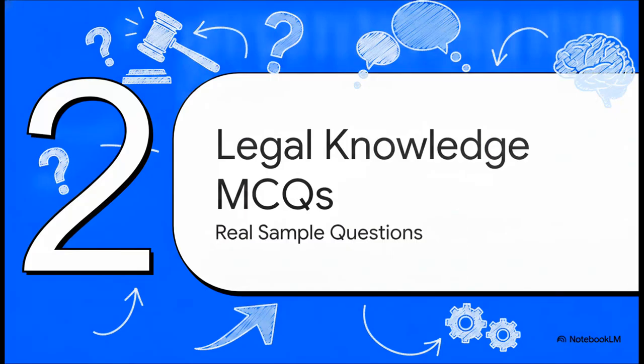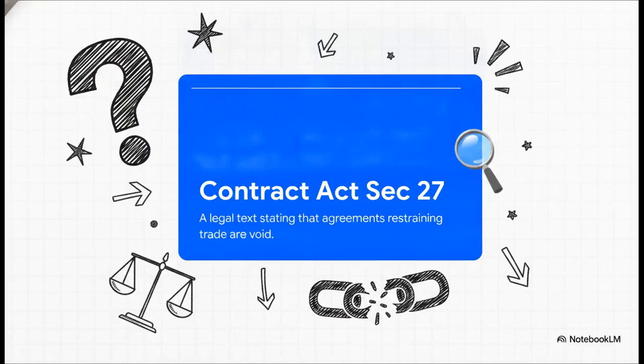Section 2, Legal Knowledge MCQs. Let's look at some real sample questions. In our first sample, the topic is the Indian Contract Act of 1872. But here is the massive twist. You're actually provided the exact text of Section 27 right up front. The core concept that agreements restraining trade are void is given directly to you. You literally don't have to pull this definition out of thin air. It is right there on the page.